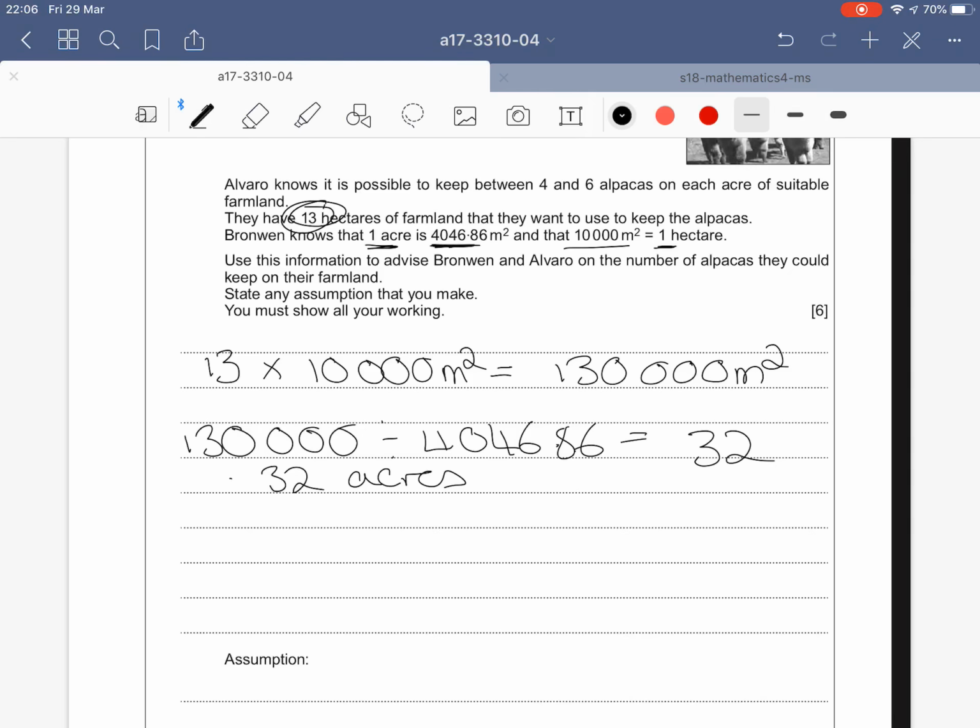And they say they can keep between 4 and 6. So you can use either 4, 5 or 6. So this is the assumption you're making, if you're choosing 4, 5 or 6. So we'll go in the middle and we'll do 5. 5 lots of the 32 gives us 160. They can have 160 alpacas.